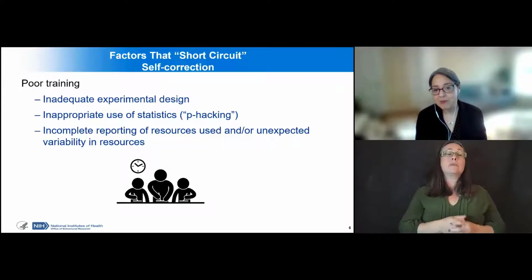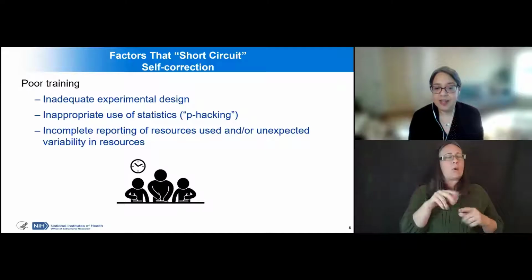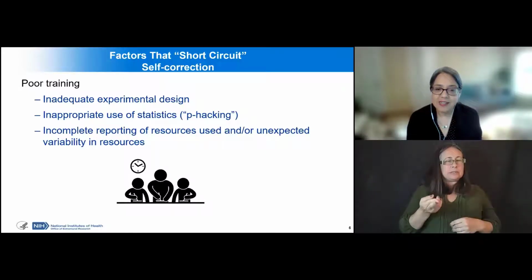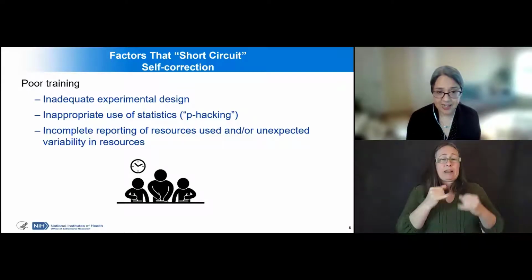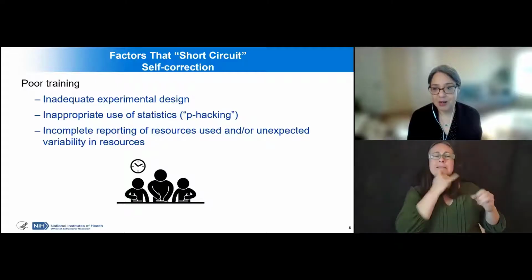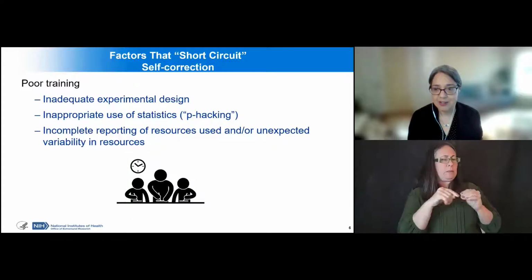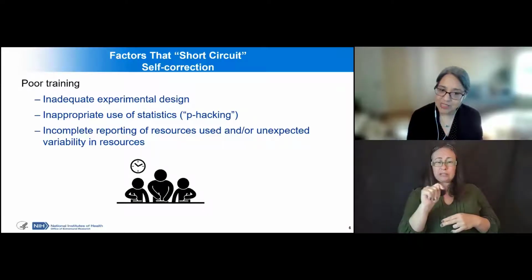There could also be incomplete reporting of resources used or unexpected variability in resources. This means, for instance, if there's a cell line being used in a study that's later found to actually be a misidentified cell line. I'll talk more about this in a second. It's possible that you may be using a reagent or a cell line that you think is one thing, but is actually another.